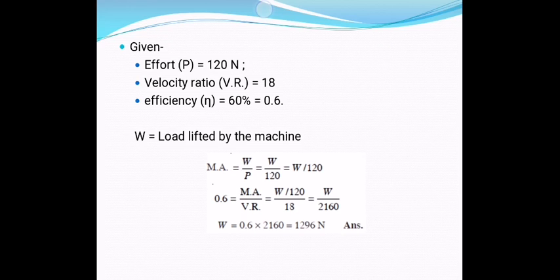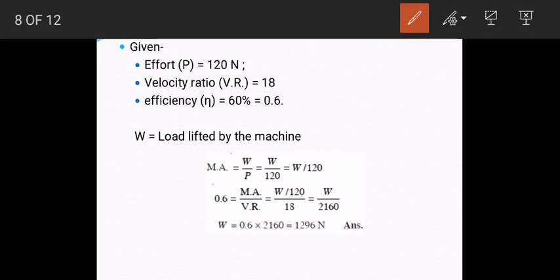Okay, so what's given here? Given is effort, velocity ratio, and efficiency. Now we have to find the equation. For that, let us consider W is the load lifted by the machine. So what is MA? MA is mechanical advantage, which will be W upon P. Here P is given 120 Newton and W we have taken.